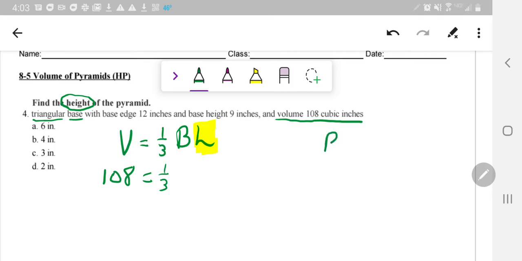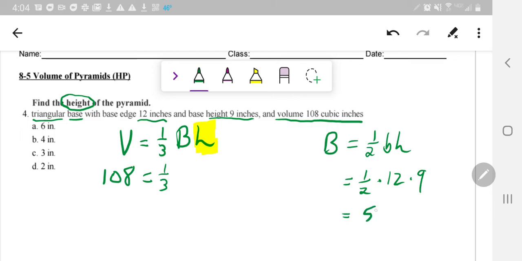So the big B, it's a triangle, so we're going to use 1/2 base times height. The dimensions of that triangle they gave us are 12 inches and 9 inches. So big B this time is 1/2 of 12, which is 6. 6 times 9 is 54. So we have 54 here. And then we still have the h there because we're trying to find the height. We don't know what that is. They didn't give a number for us to substitute in there.